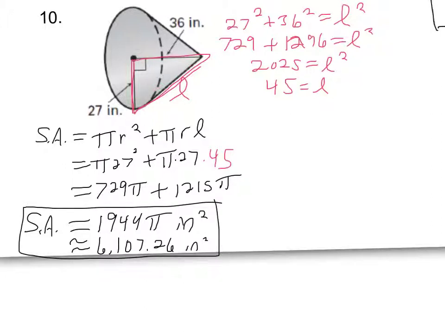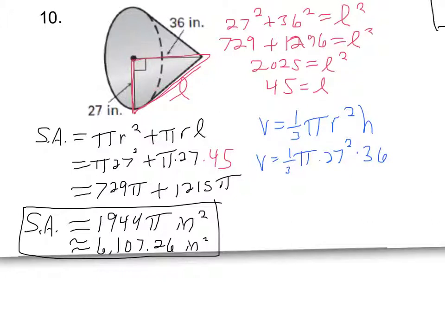All right, volume of a cone is 1/3 pi r squared times the height. Not the slant height, but just the regular height. So that's 1/3 pi 27 squared times 36. 36 is the height, because normally when we look at a cone, the circle part is the base, and that's on the bottom. And so the height is the distance between the base and the tip of that cone, which you can see is 36.